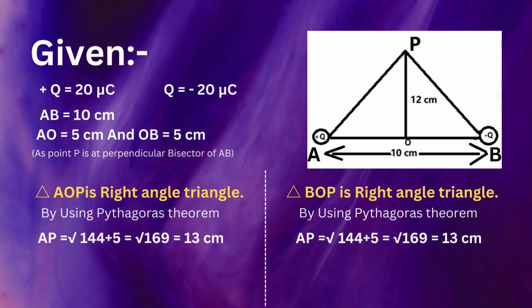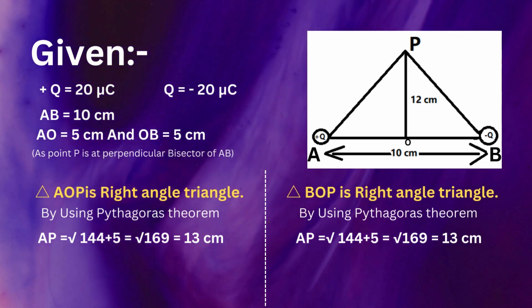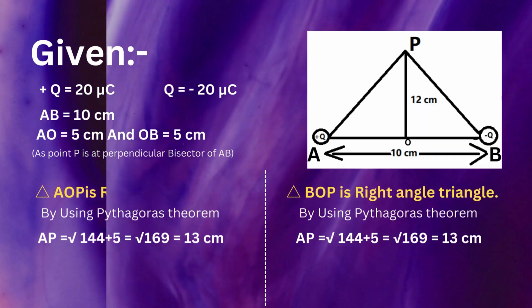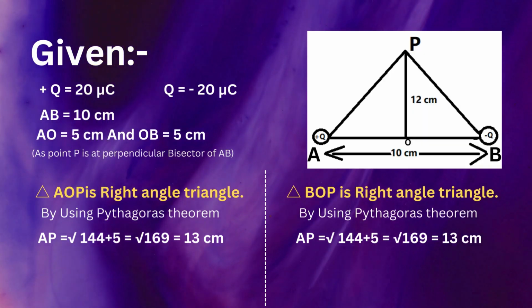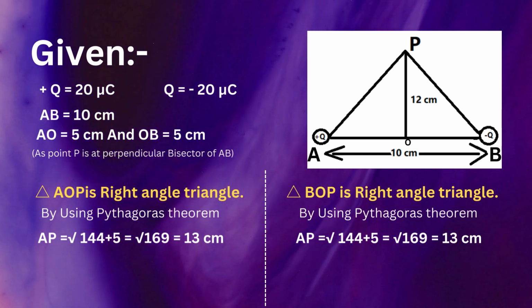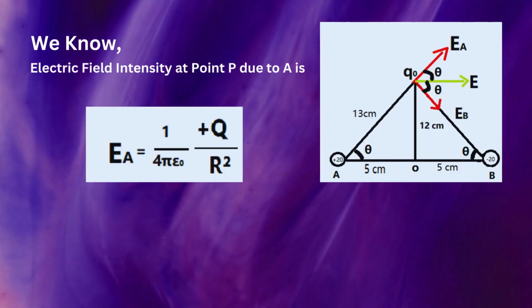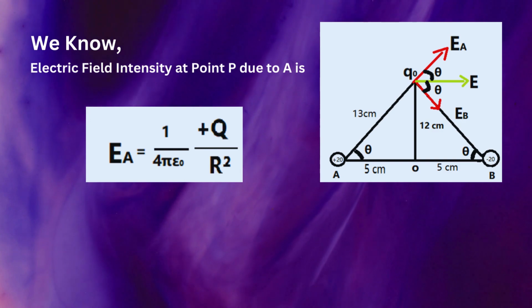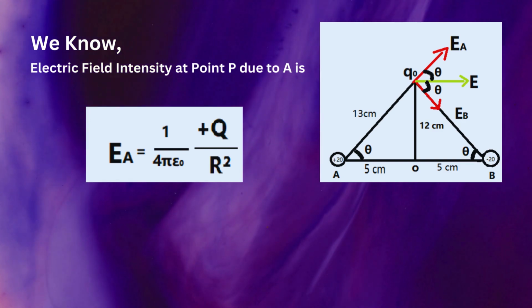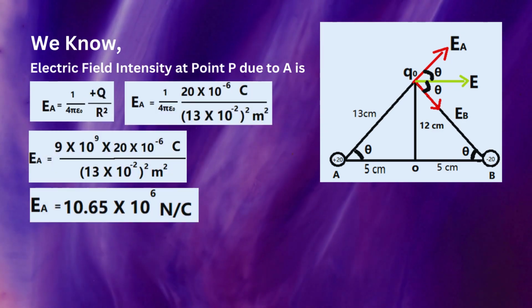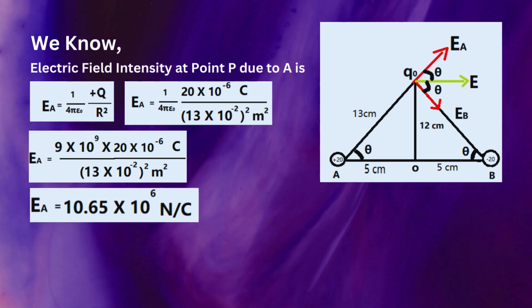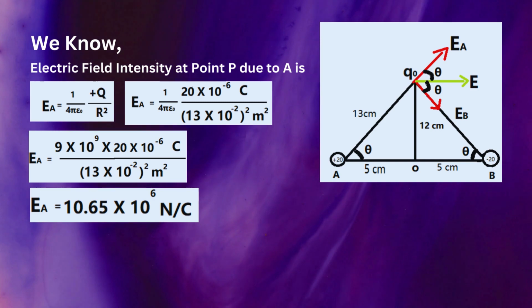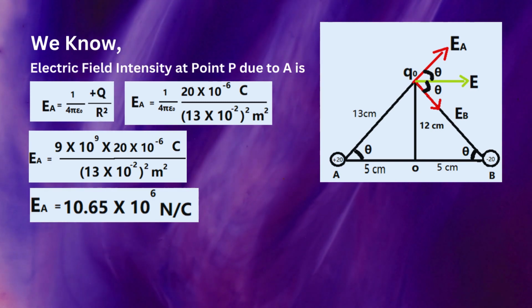But why are we finding side AP and side BP? Because the electric field intensity depends upon the distance between the charge and the point where the electric field is to be found. Now we are going to find the electric field intensity at point P due to plus 20 microcoulomb placed at point A. After the calculation, we have the electric field at point P due to A, which is 10.65 into 10 raised to 6 Newton per Coulomb.